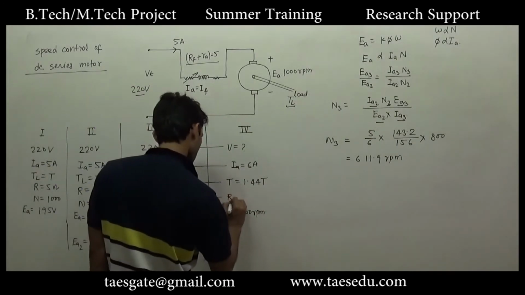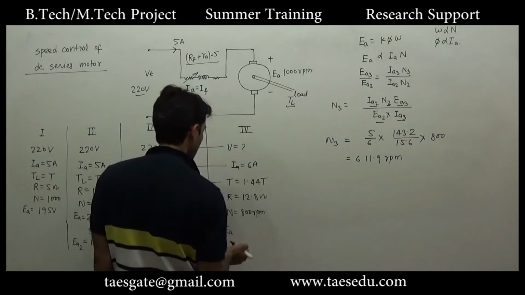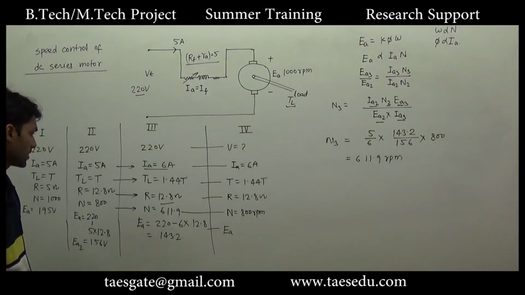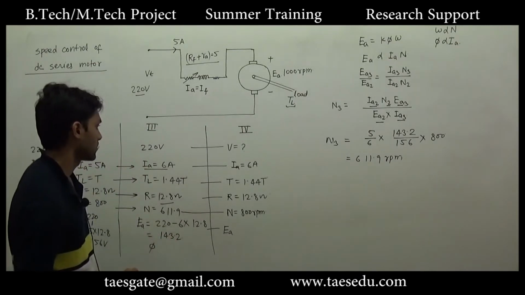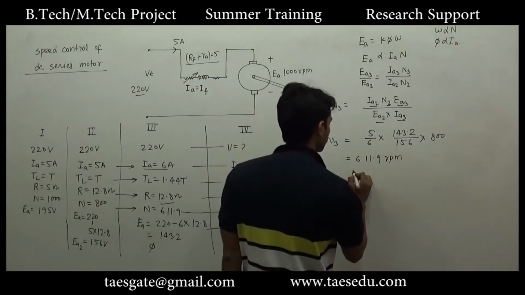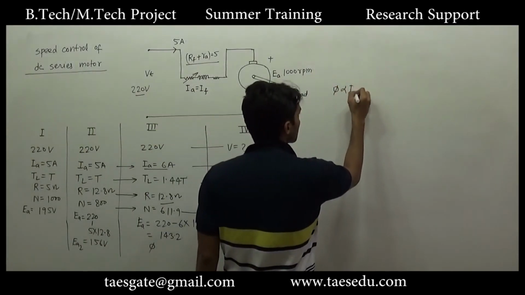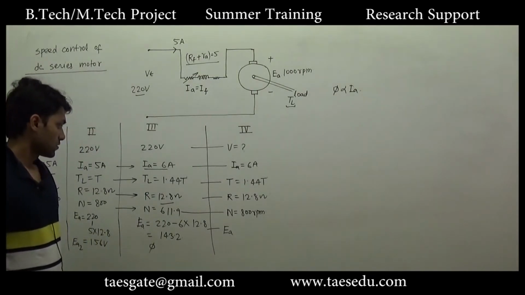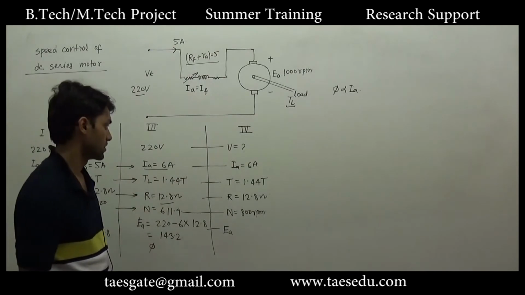Resistance has also not been changed. We don't know EA here because we don't have supply voltage. If we talk about flux, flux is phi here. We know that flux is directly proportional to armature current in case of DC series machine. So in both the cases current is same, so flux will also be same.